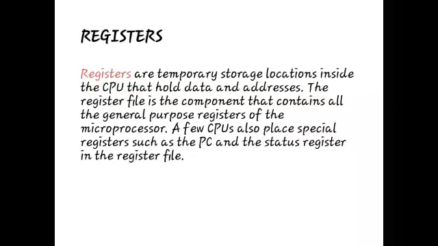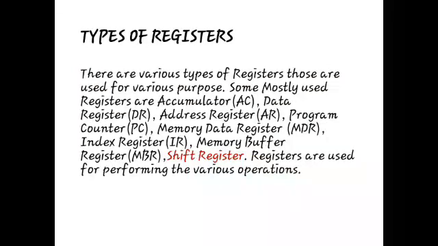First, we are going to see about registers. Registers are the temporary storage locations inside the CPU that hold data and addresses. The register file is the component that contains all the general purpose registers of the microprocessor. A few CPUs also place special registers such as PC and the status register in the register file.